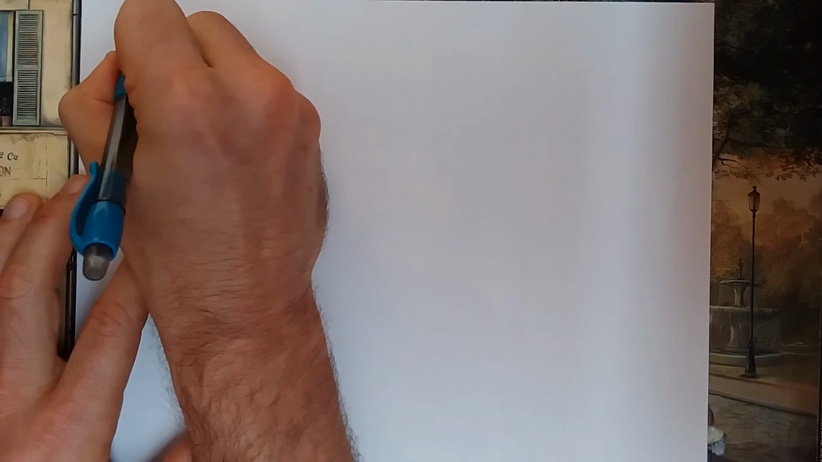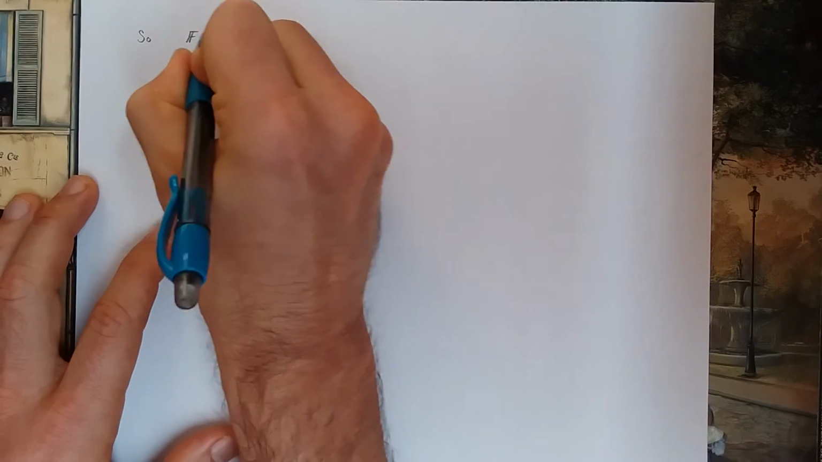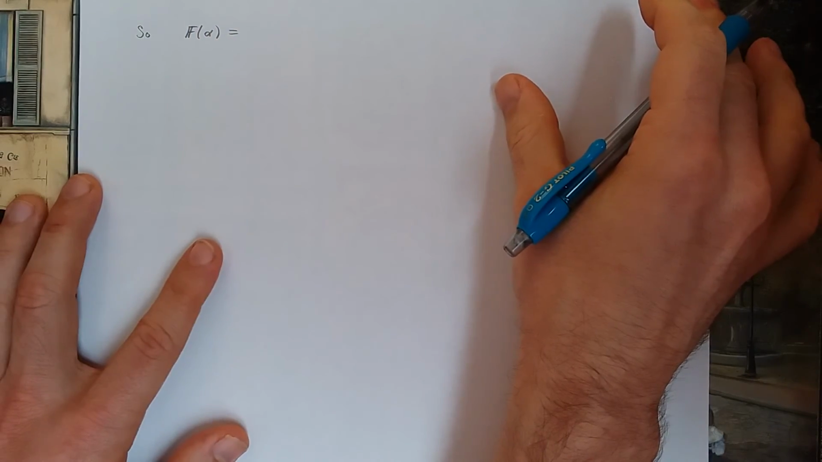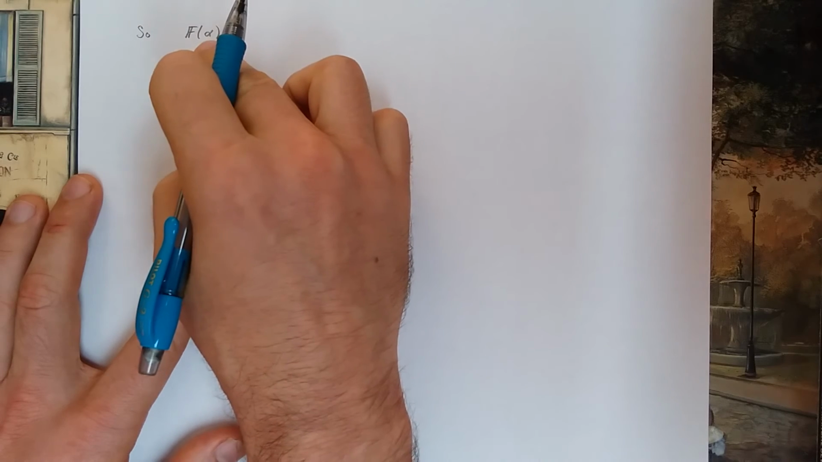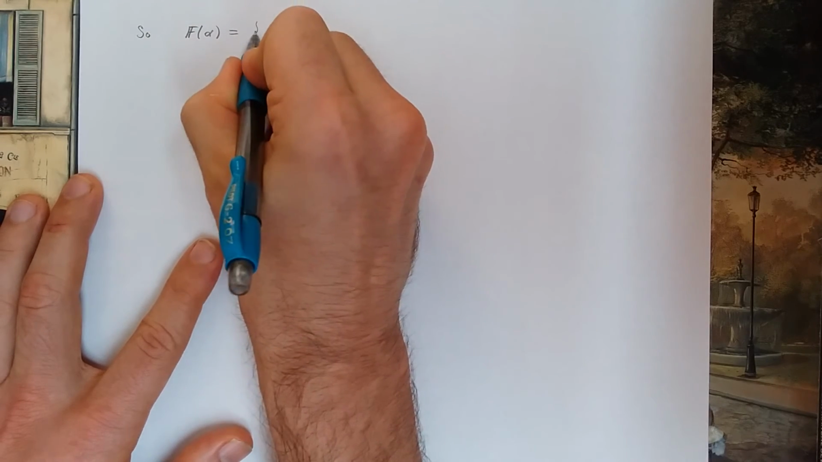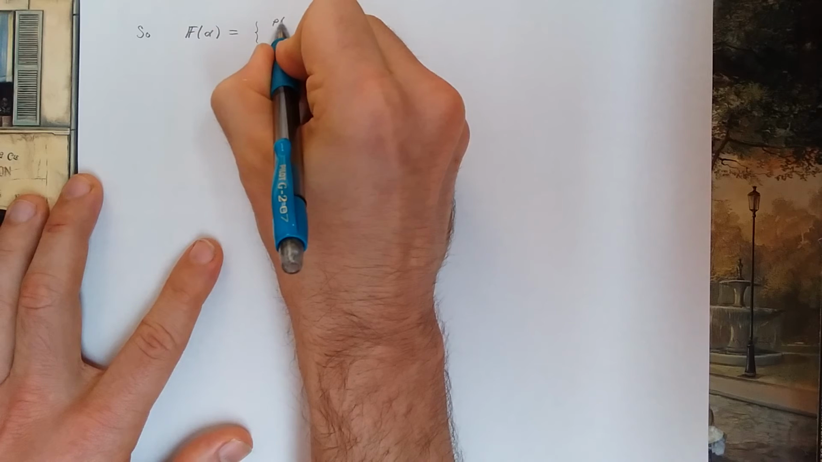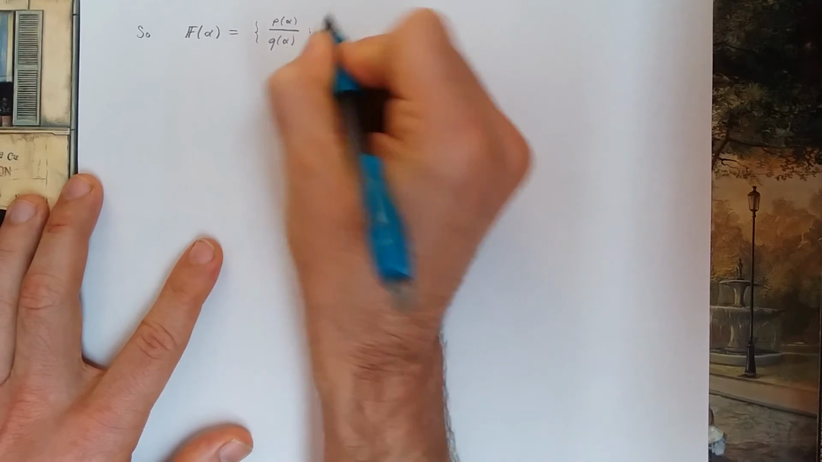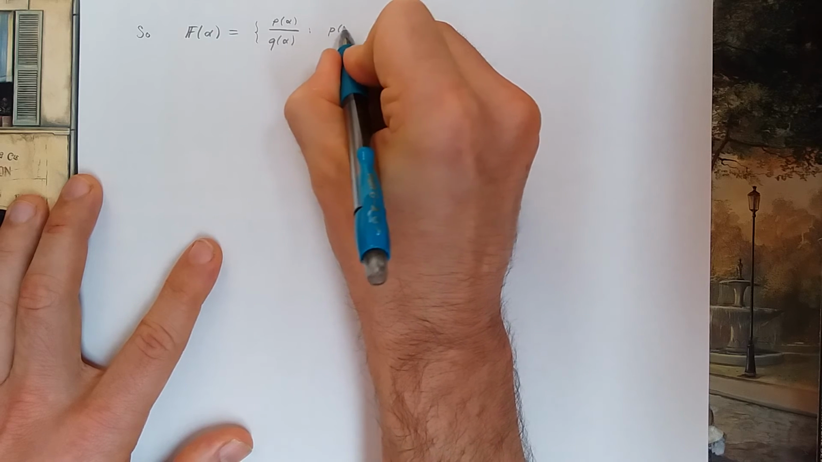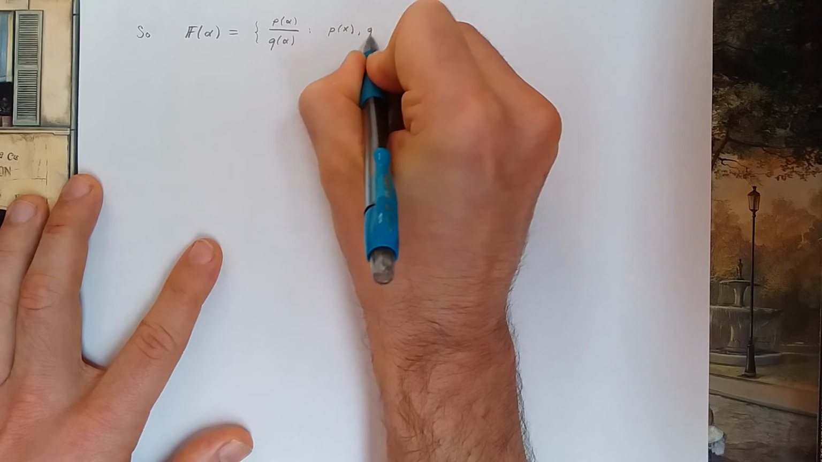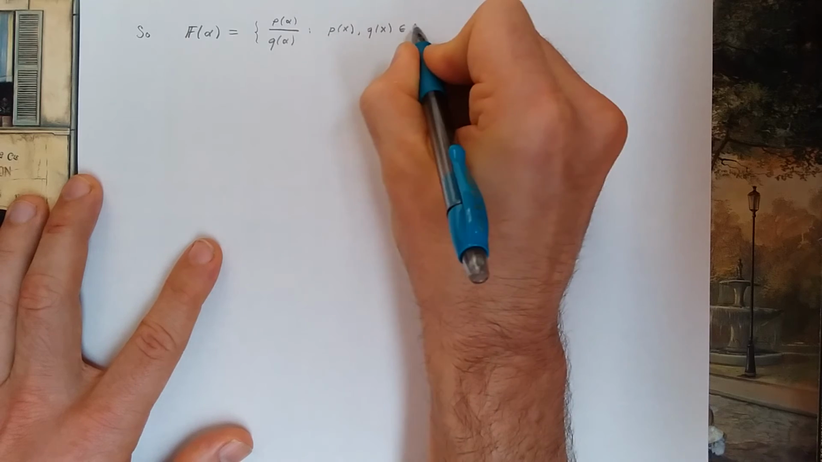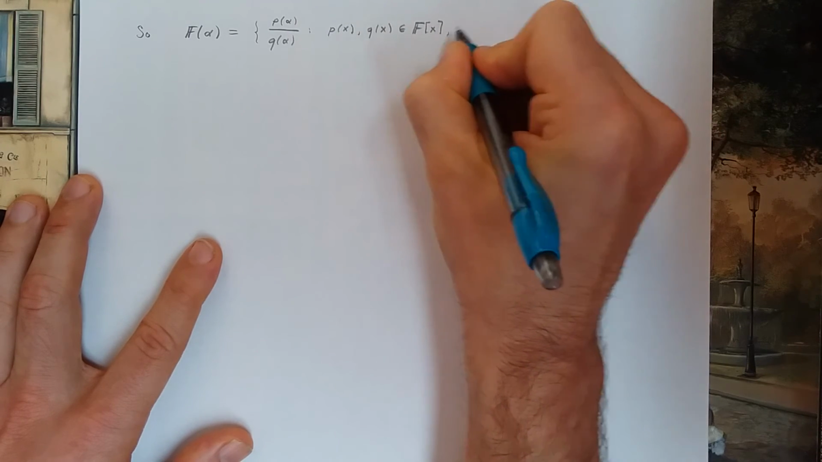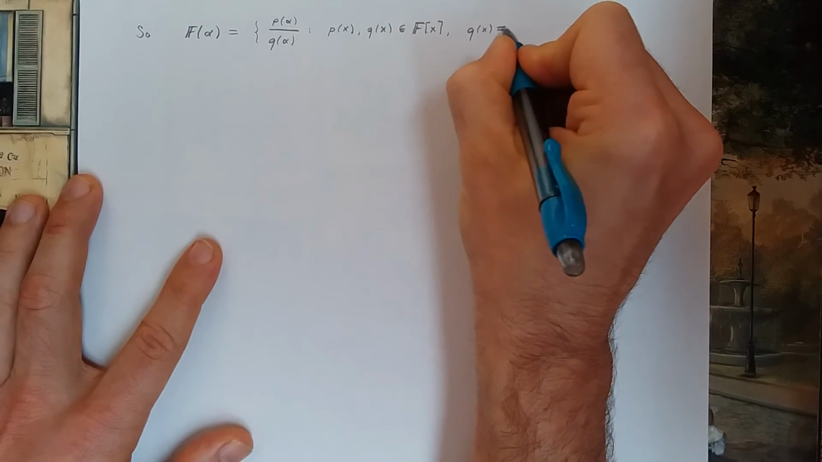So in this case, your smallest field containing F and the transcendental number alpha looks like everything of the form p of alpha over q of alpha, where p of x and q of x are polynomials in your field F[x], and q of x is not the zero polynomial.